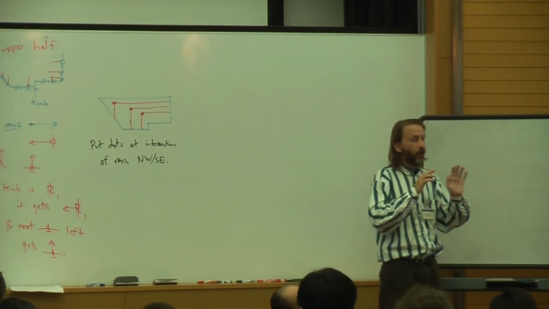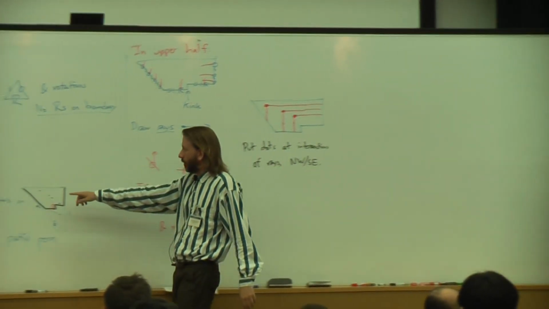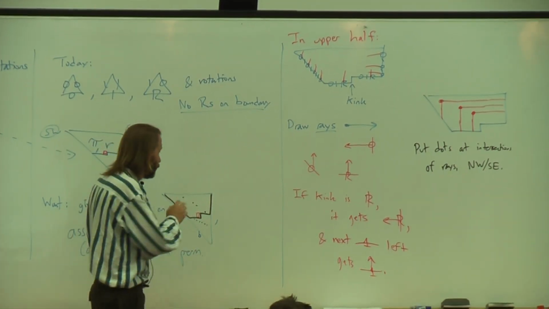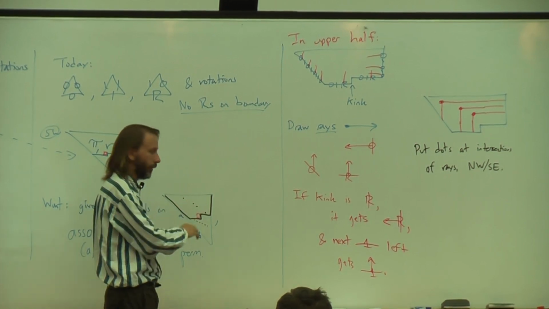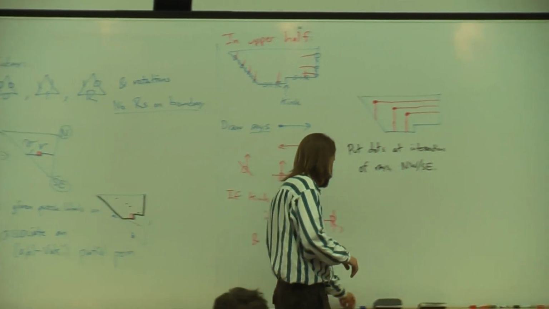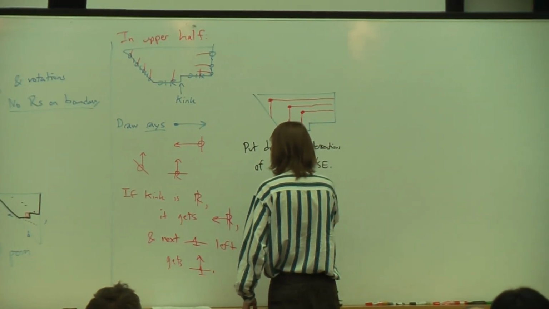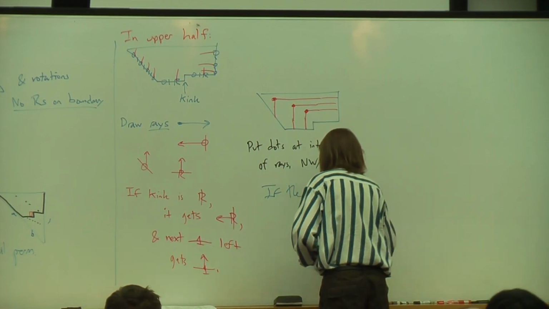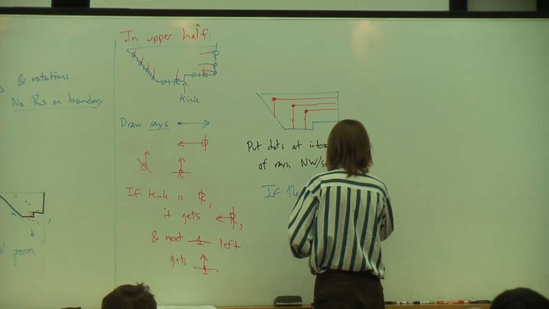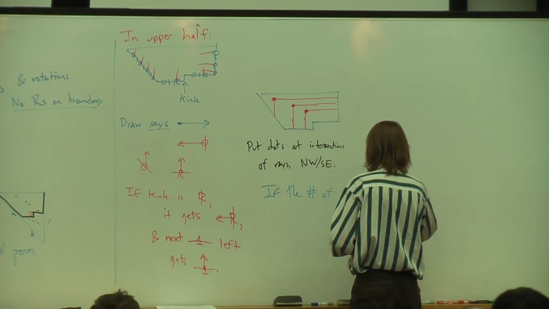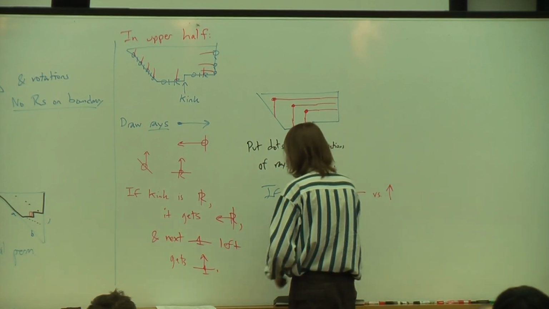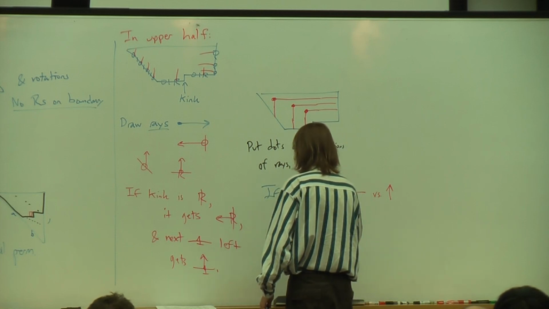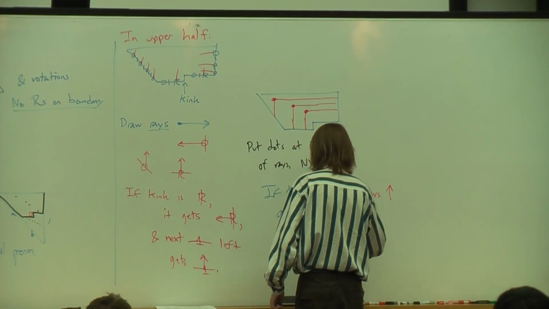Right, so that's not automatic. If I just put arbitrary labels along here, then this would not happen. So I'm not going to be putting arbitrary labels on there. So thank you, I wanted to say that. If the number of rays this way, red, versus this way are unequal, then the labeling is bad.